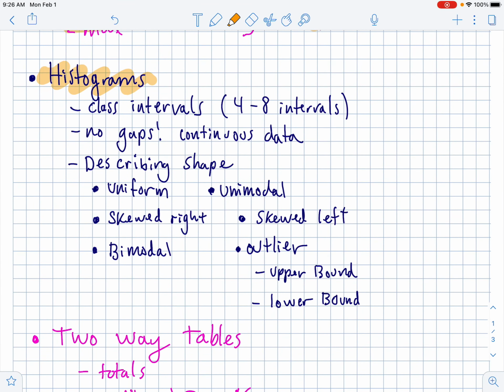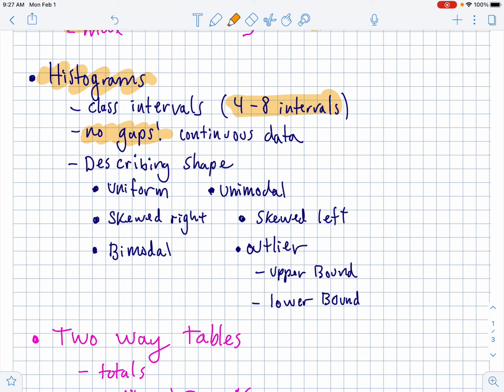Next up, histograms. Remember, histograms are kind of like a bar graph, except that they have no gaps in between them. They have continuous data, is another way to say that. You always, with a histogram, want to split up your data into class intervals. This is where it sometimes can be up to you about how many intervals to use. Remember, the general rule is that you should have somewhere between 4 and 8 intervals for this.